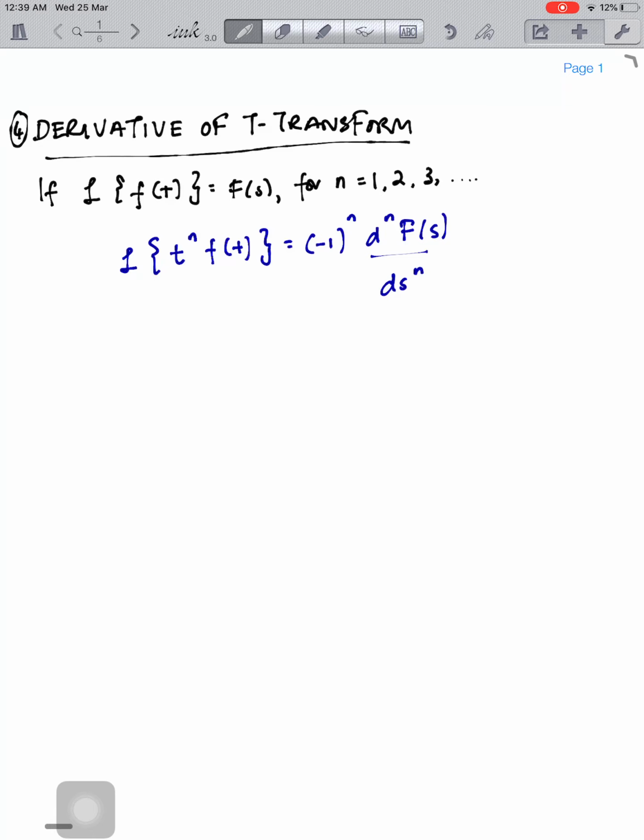If we take the Laplace of t to the power of n, which is multiplied by any function, the outcome is going to be negative 1 to the power of n, d to the n F of s over ds to the power of n. So first of all, let's have a look at what this is supposed to mean.